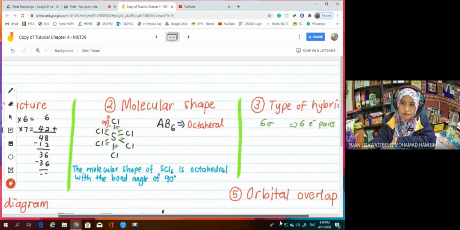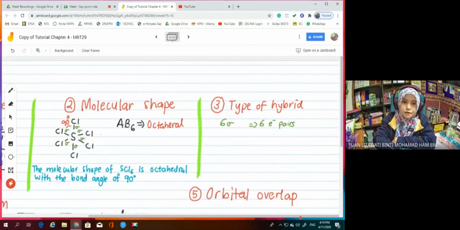Now for the type of hybridization, when we refer back to the molecular shape, we have 1, 2, 3, 4, 5, 6 sigma bonds. So there are 6 electron pairs at the center atom. Therefore the type of hybridization is sp3d2. All the 6 electron pairs are arranged according to the octahedral shape.